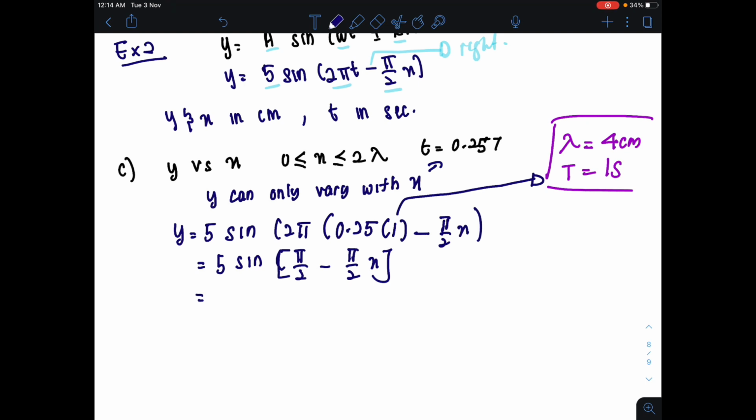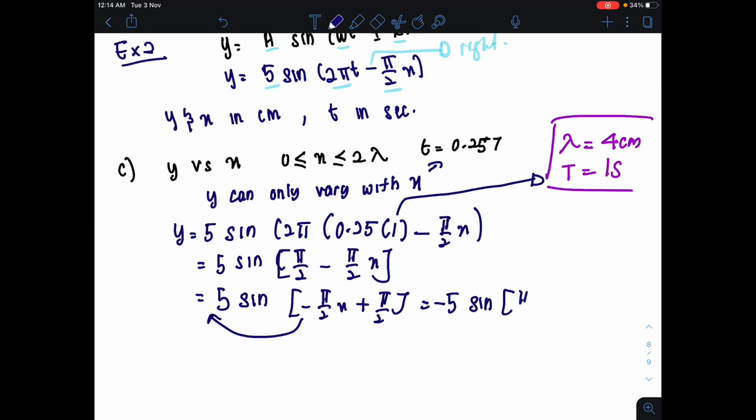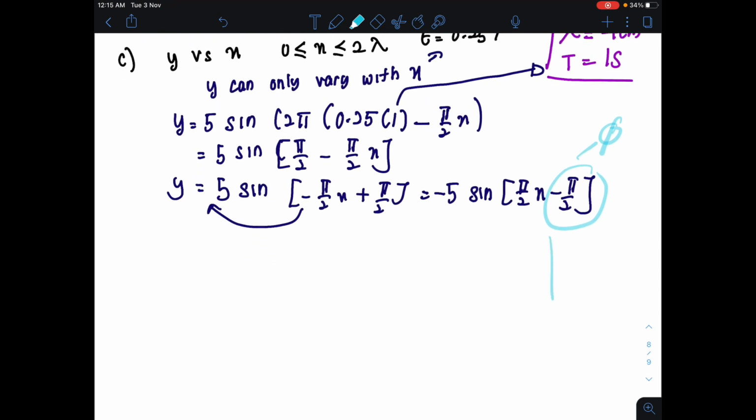Alright. So from here, untuk cantikkan dia, saya akan rearrange supaya x yang duduk dekat depan: 5 sin negative pi over 2x plus pi over 2. Untuk mencantikkan dia lagi, saya nak bawa negatif ni ke depan. Factorize, I'm factorizing. Negative 5 sin pi over 2x minus pi over 2. So, berdasarkan equation yang saya ada sekarang, what happened here is, I have a phi. Bila saya ada phi, maksudnya saya tahu my graph has changed the shape. Bentuk saya bukan sine graph. So, maksudnya graph saya takkan mula macam ni.